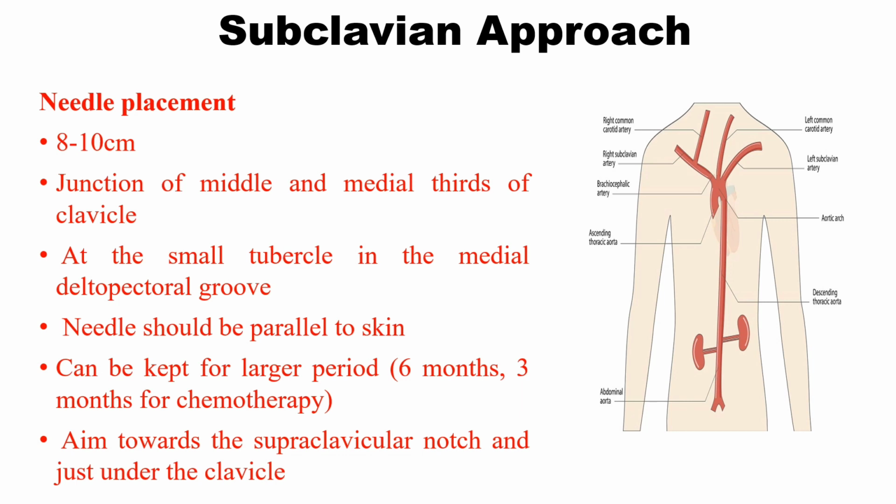Needle placement of the subclavian approach. Here the needle should be placed at the junction of the middle and medial thirds of the clavicle, at the small tubercle in the medial deltopectoral groove. The needle should be parallel to the skin, and it can be kept for a longer period, like 3 or 6 months for chemotherapy, aiming towards the suprasternal notch and just under the clavicle.